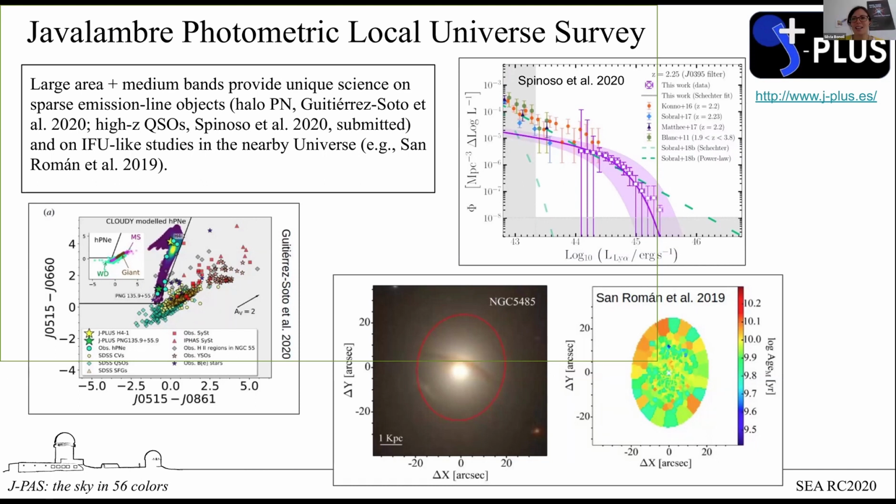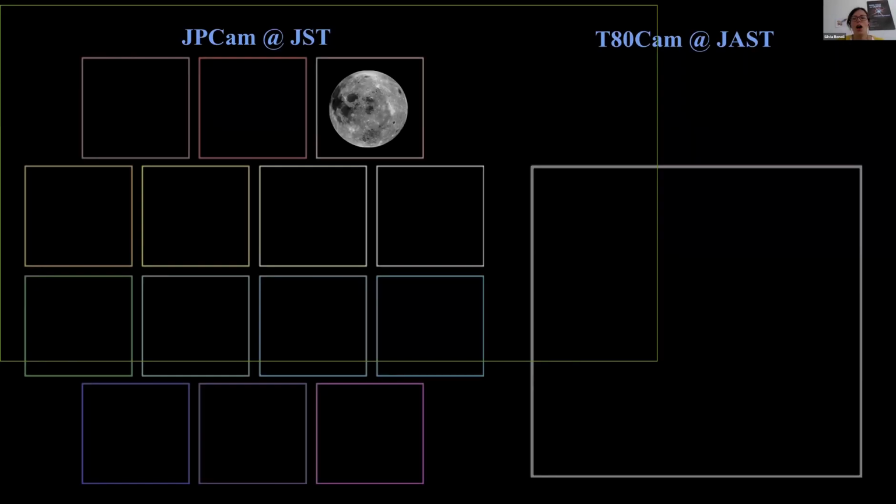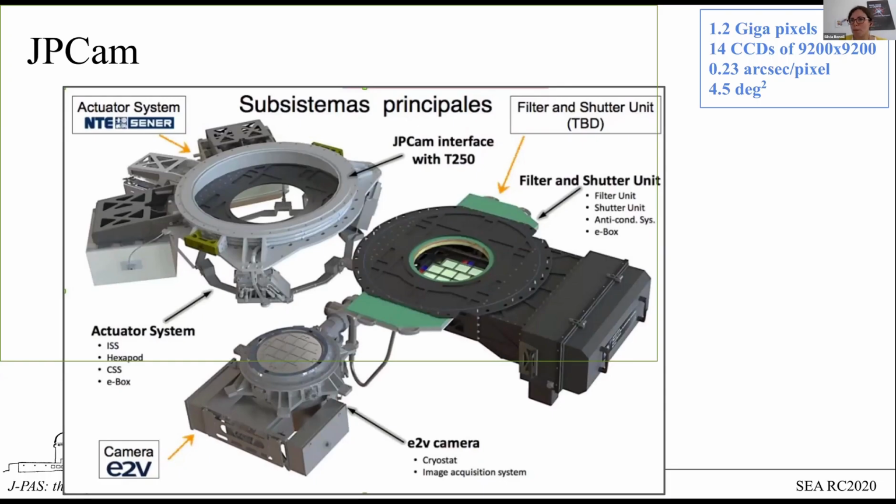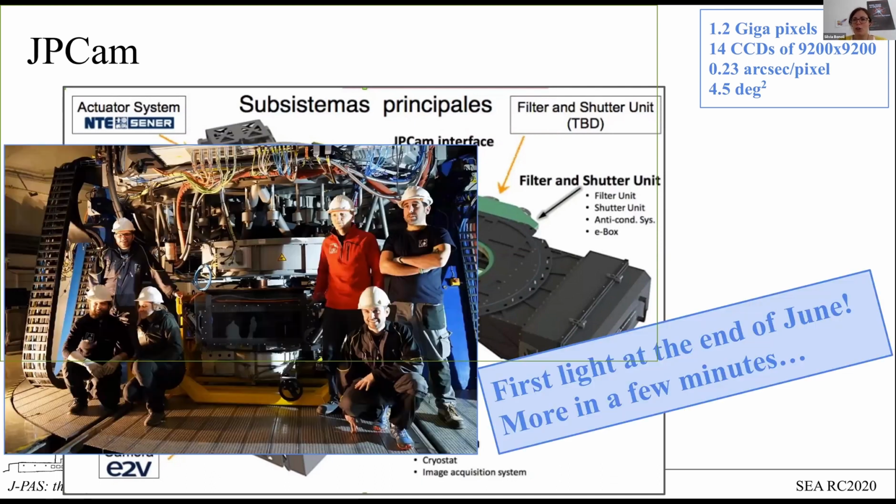Okay, thanks, Carlos. So we move back to the main instrument, JPCAM. It's a 1.2 gigapixel camera. I will skip this because at the end of this first short presentation, we will hear about it from Tony directly. And this is an image of the JPCAM team with the JPCAM installed.